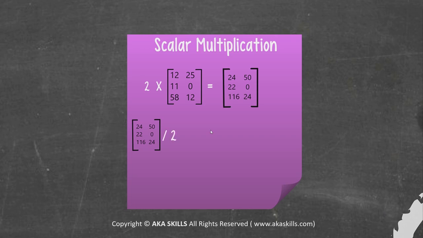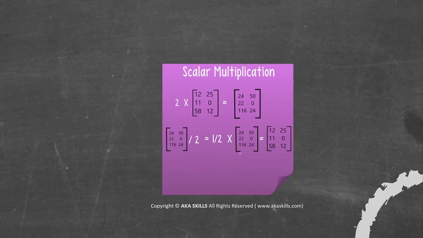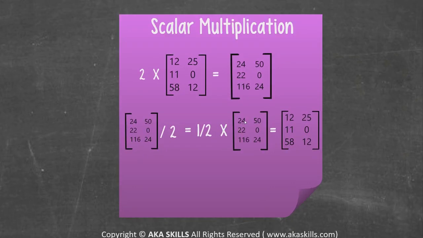So you might want to ask, what about division? If we divide by 2, not multiply by 2. Simply, dividing by 2 is the same as saying that we want to multiply by 1 over 2, a half. So it's the same, and the result would be just like dividing each number of the matrix in question by 2, like 24 divided by 2 is 12, and so on. It's easy, right?